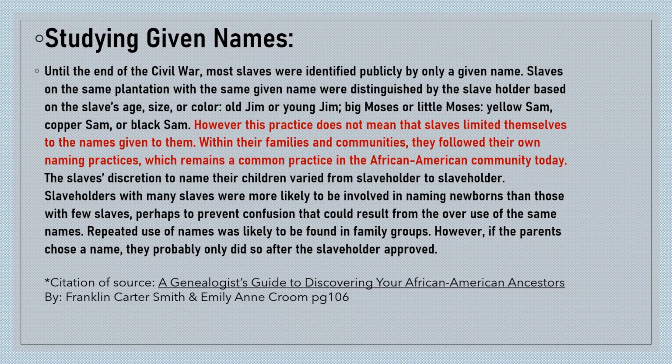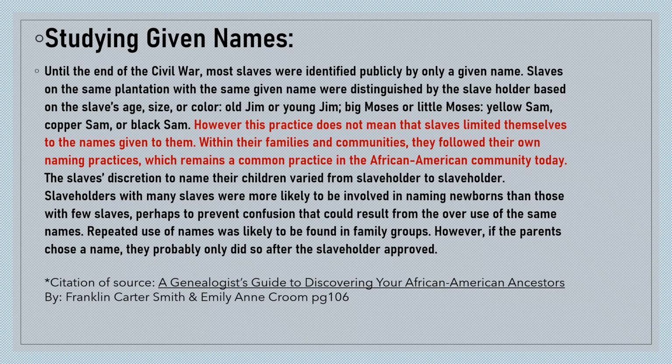Within their families and communities, they followed their own naming practices, which remains a common practice in the African American community today. The slaves' discretion to name their children varied from slaveholder to slaveholder. Slaveholders with many slaves were more likely to be involved in naming newborns than those with few slaves, perhaps to prevent confusion that could result from the overuse of the same names. Repeated use of names was likely to be found in family groups. However, if the parents chose a name, they probably only did so after the slaveholder approved.